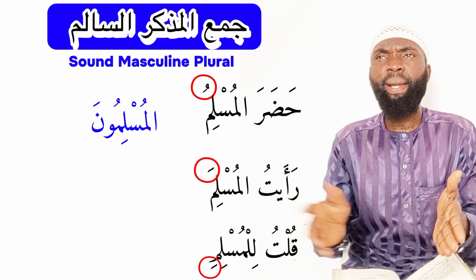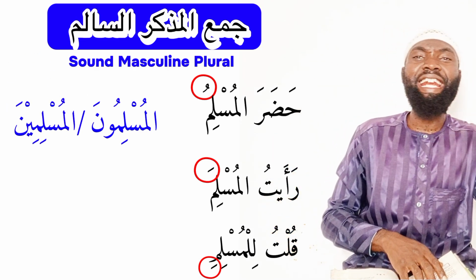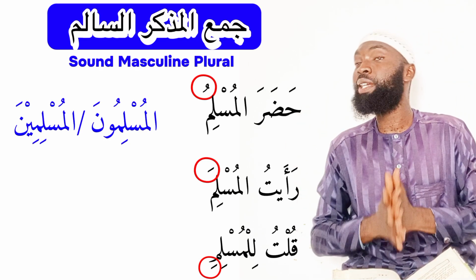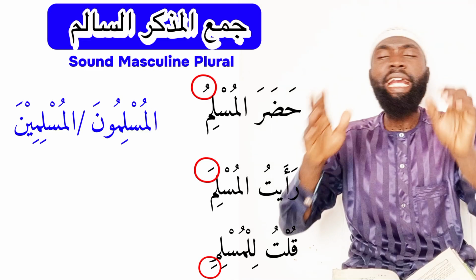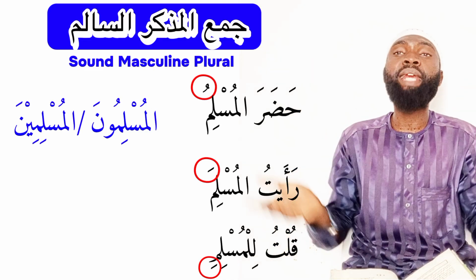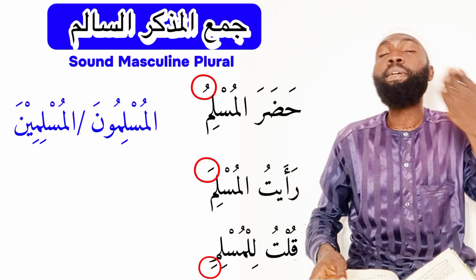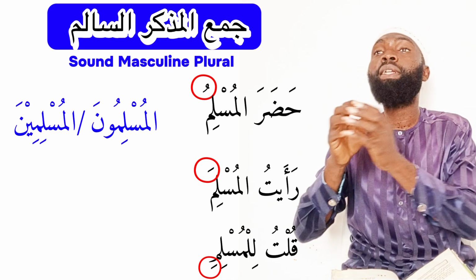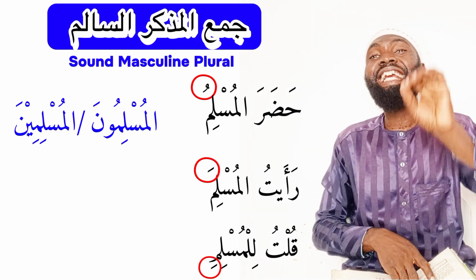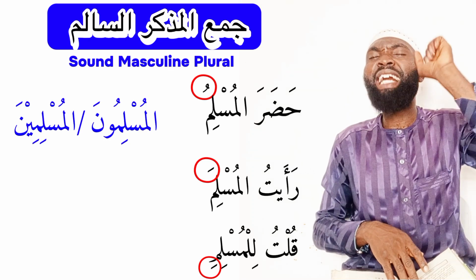Sometimes you also see it appearing as what? Al-Muslimina. Like Allah subhanahu wa ta'ala says in the Quran, Innal Muslimina. So why these changes? Why would it appear as Muslimun sometimes and some other times as Muslimin? Now this depends on the grammatical function and also the case it is carrying, like the word al-Muslimu.